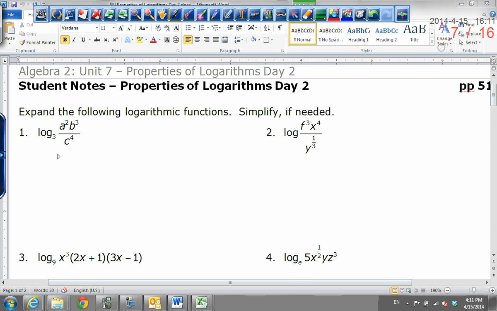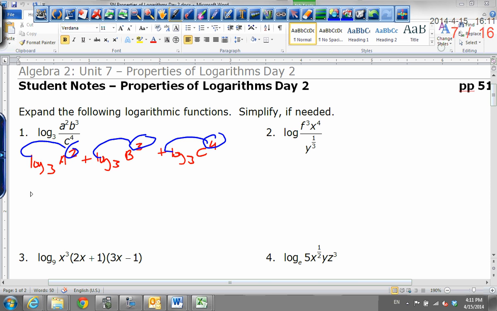So our first one, we're going to rewrite as log base 3 of a squared plus log base 3 of b cubed plus log base 3 of c to the fourth. Now, hopefully you remember that if you have an exponent, we can rewrite it in the front. So 2 log base 3 of a plus 3 log base 3 of b plus 4 log base 3 of c. Okay?